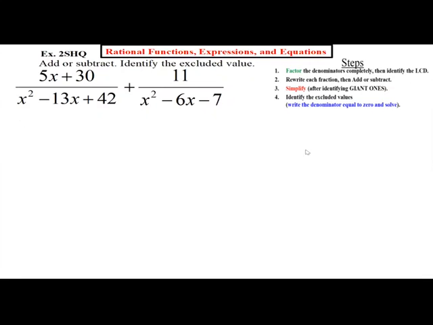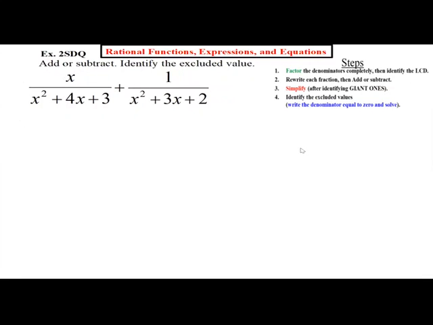However, today I want us to continue here, and I want you to write example 2 super duper Q. Write this down. X over x squared plus 4x plus 3 plus 1 over x squared plus 3x plus 2. I'm going to give you guys a head start to see how you do with that, and then I'll come right after to see if you're on the right track. I'll give you guys 2 minutes. Go.